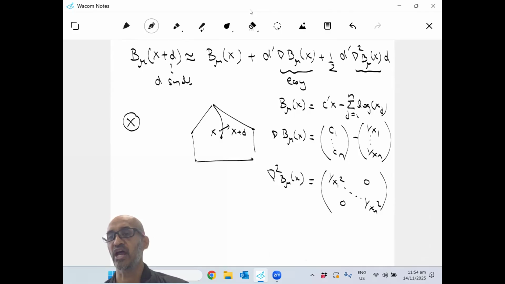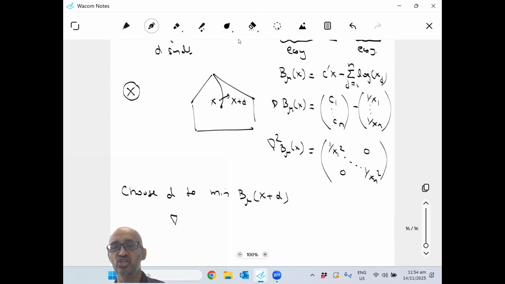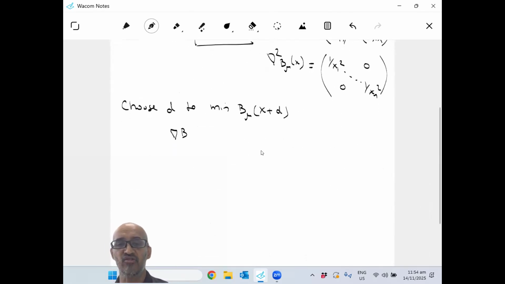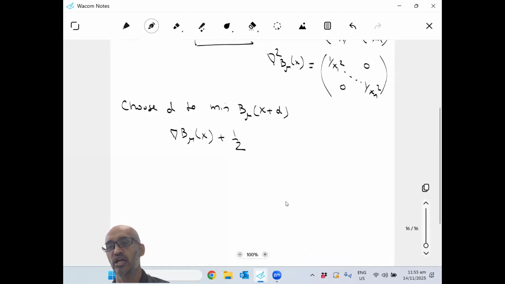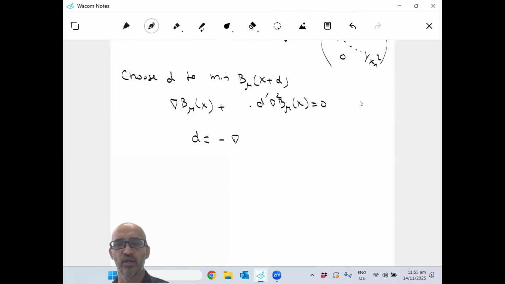So to find d, all I will do is choose d to minimize this B mu of x plus d. How do you do that? Put the derivative equal to 0. This function is nicely behaved, it's a convex function, so all you have to do is put the derivative equal to 0. If I differentiate this function with respect to d, I'll get del B mu of x plus the Hessian times d. So basically you can solve for the formula for the direction. Essentially d will be minus the inverse of del squared B mu of x times del B mu of x.